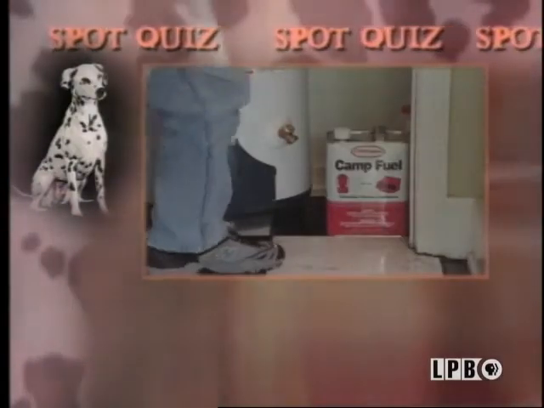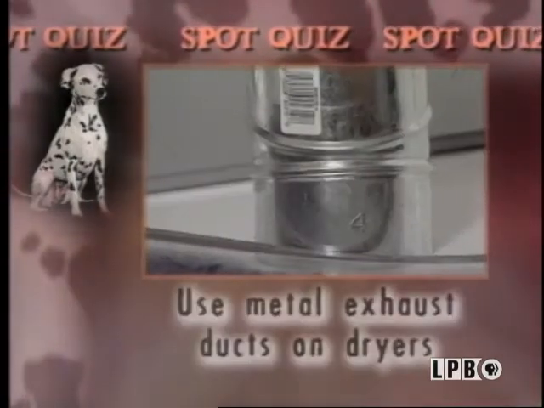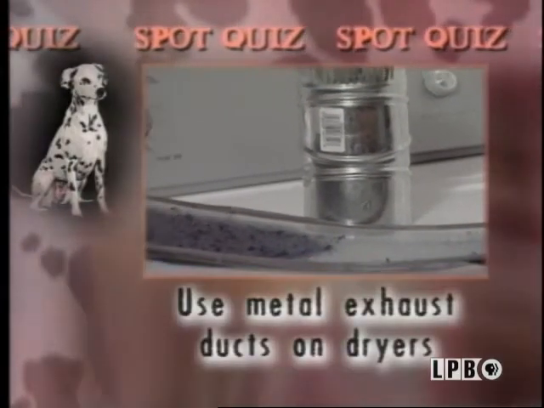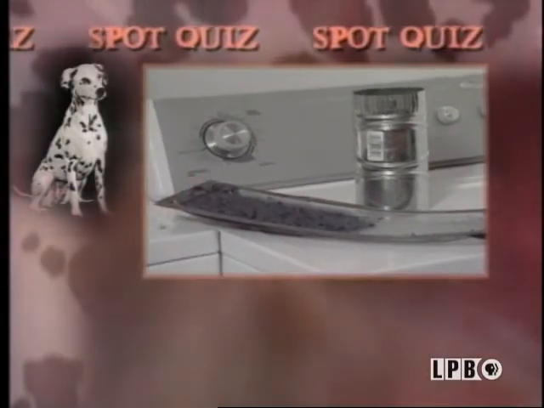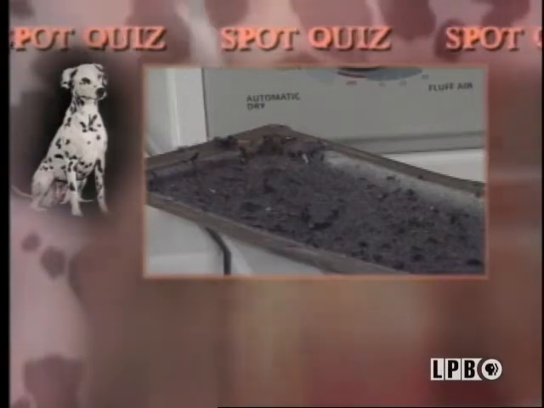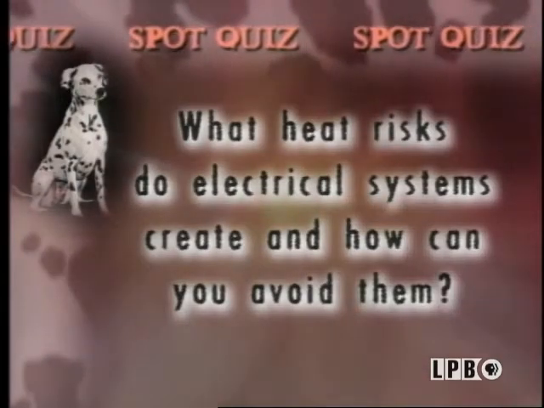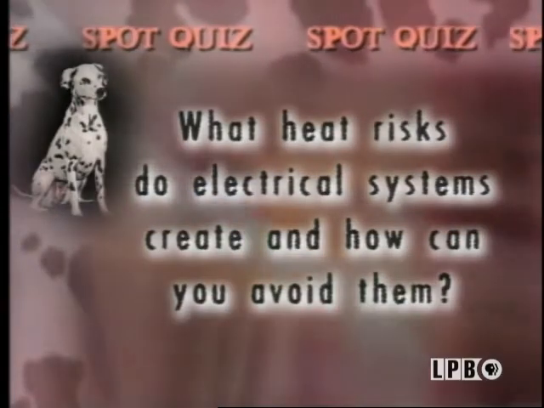Provide storage for flammable materials away from hot water heaters. On clothes dryers, use metal exhaust ducts. Besides being able to withstand higher temperatures than plastic, they're less likely to trap lint, which can serve as fuel for fires. What heat risks do electrical systems create, and how can you avoid them?